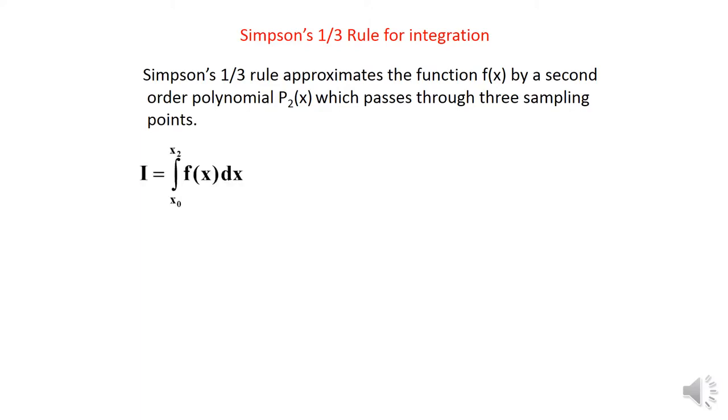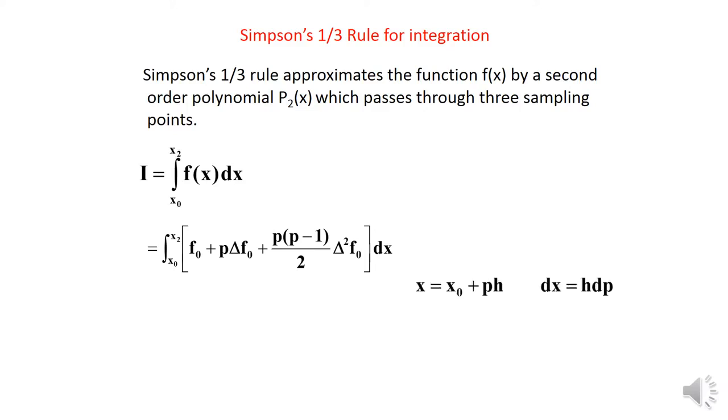So we can write down the integration I is equal to the integral from x0 to x2 of f(x) dx. Here you can see that we are using 3 points x0, x1, x2, and we do as we did in Newton-Cotes or trapezoidal rule and substitute x is equal to x0 plus ph, and then we take dx is equal to h dp, and we expand f(x) with the help of Newton's forward interpolating formula, and we get this expression. Now we integrate term by term, and after integrating term by term, so we have written here x is equal to x0 plus ph and dx is equal to h dp.